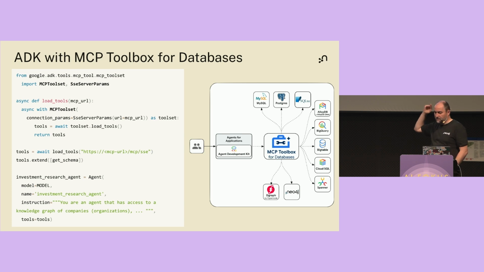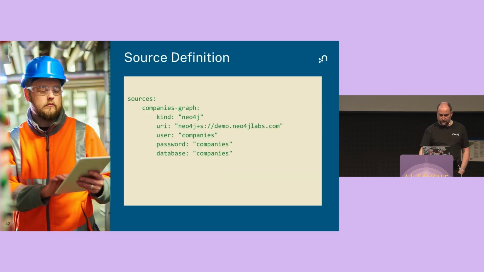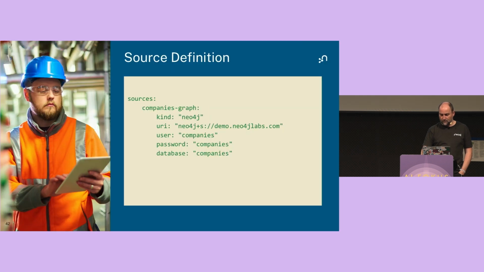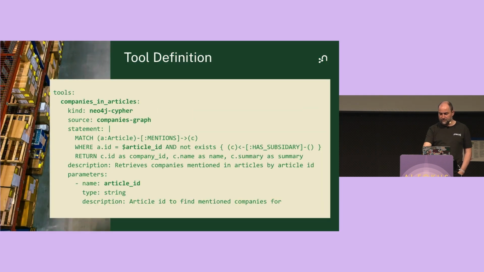which is an open source project from Google, and you can configure your MySQL, your Postgres, your BigQuery, your Cloud SQL, your Spanner, or Dgraph, or Neo4j database with MCP Toolbox, and then you can basically define in a YAML file. I think I have it here. So this is what it looks like as a source. So this is where I want to connect to, and this is my tool definition.